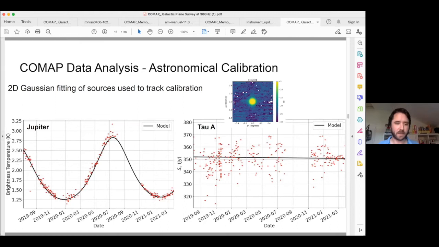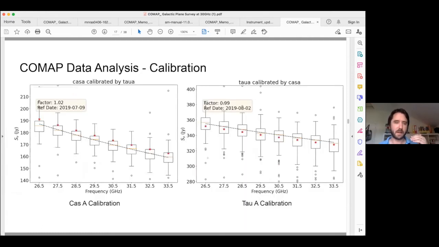So these are just the plots over time versus our models for the different calibrators, for two calibrators. And you can see that we do match the calibrators reasonably well once we calibrate the data. We actually get to within a few percent. So it's 3 to 5%, depending on the band exactly, over time in terms of calibration stability. And then in terms of frequency calibration, we get a little bit better. We get to 2 to 3% once we calibrate to Cas A or Tau A.